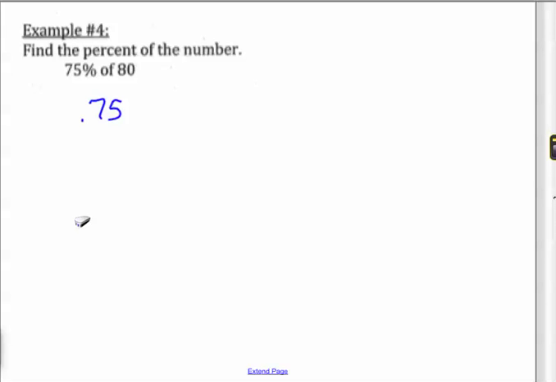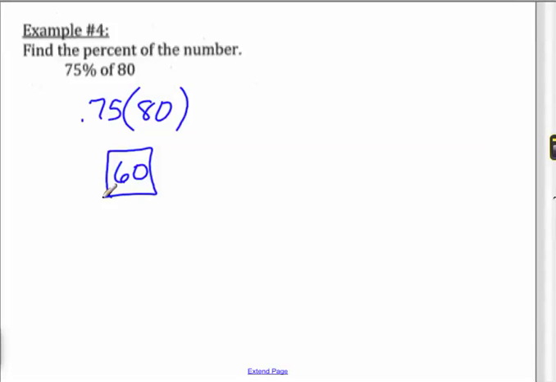What does of mean, Nicholas? Of means multiply. Okay? 80. What do I get when I multiply those two things? Raise your hand for me, please. We'll see. Is it 60? Well done. Excellent. So to answer this question, it says 75% of 80 is 60.